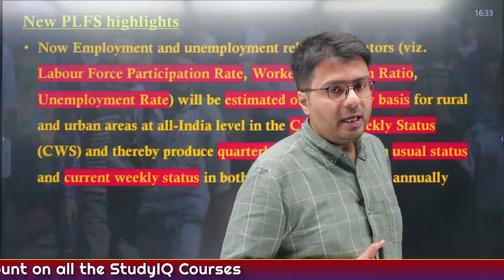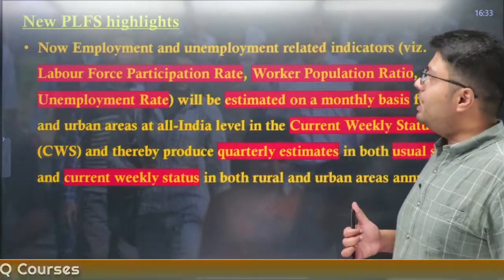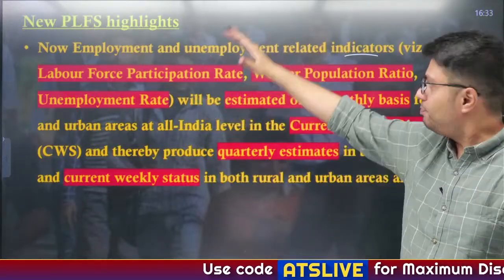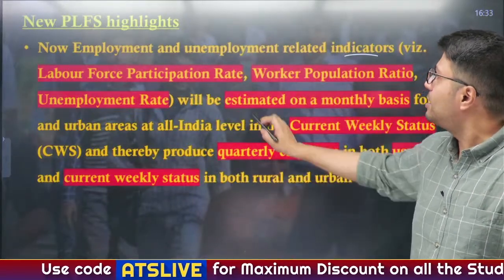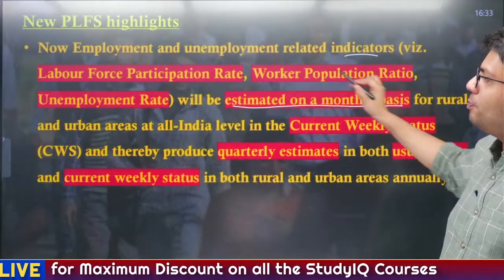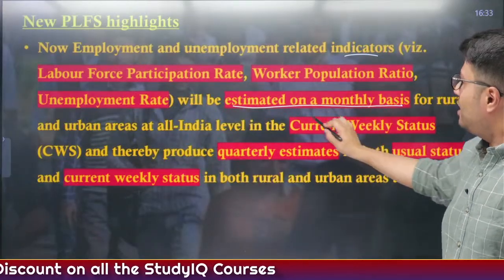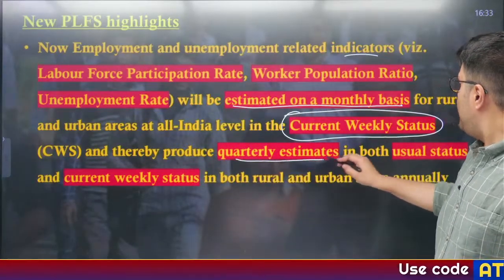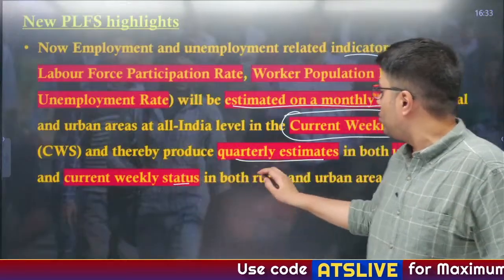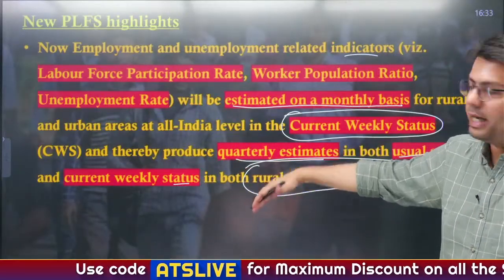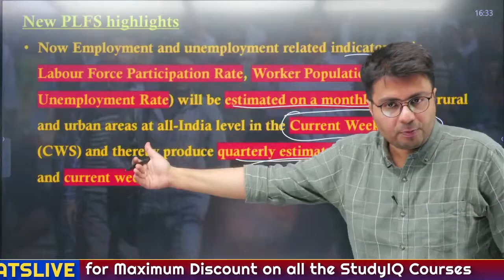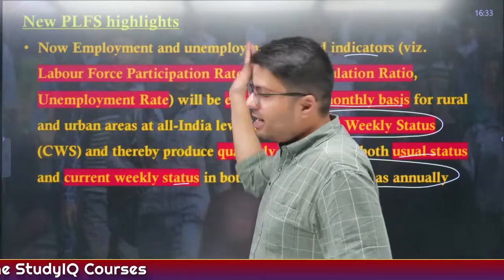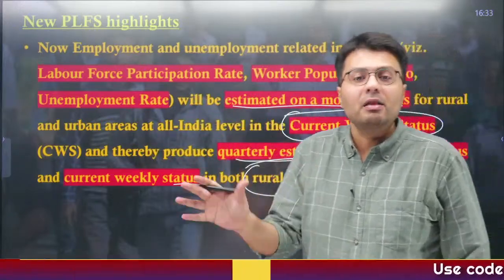Now let's see what were the changes made to the PLFS survey. The employment and unemployment related indicators, that is LFPR, WPR and UR, which are published by PLFS, and I have told you what the definitions are, will be estimated on a monthly basis for both urban and rural areas. This will be done in current weekly status mode obviously. And they will produce quarterly estimates in both usual and current weekly status for both rural and urban areas. So this was the change made. Earlier there was no monthly data published by PLFS, only the quarterly and annual data.